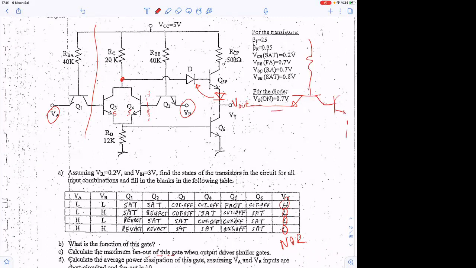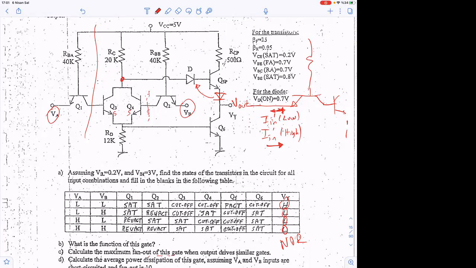Okay, so for each of them, for input high and input low, you need to calculate I input prime for the low case, and I input prime for the high case. For the low case, the current is going this direction. For the high case, the current is going in this direction.